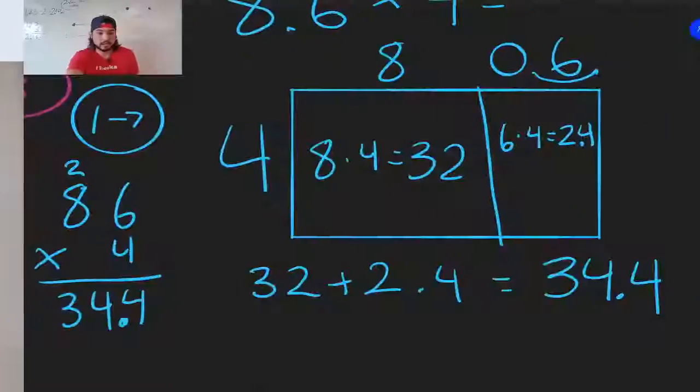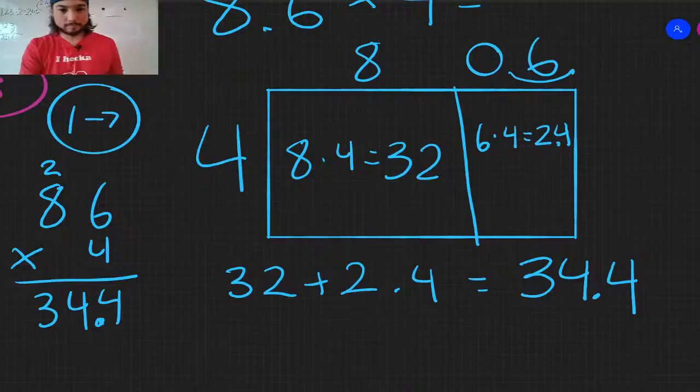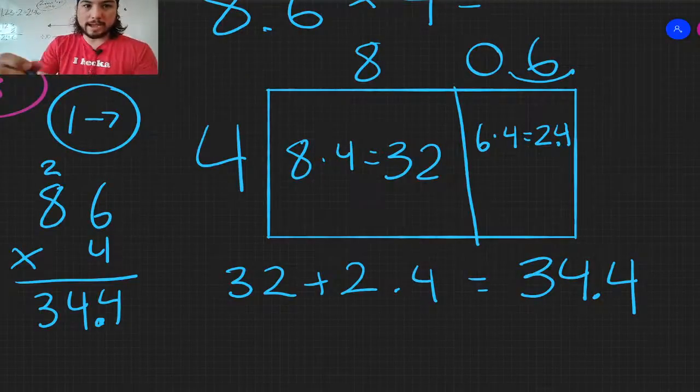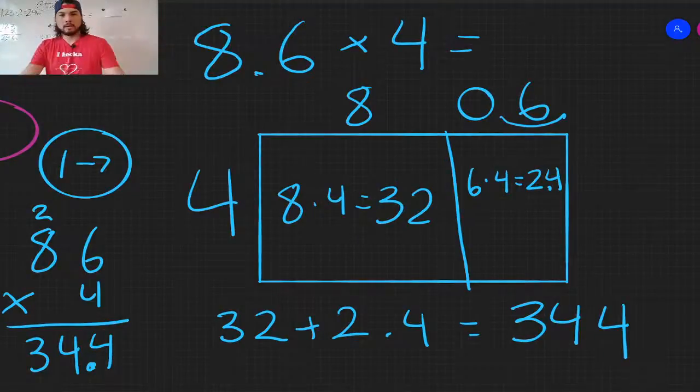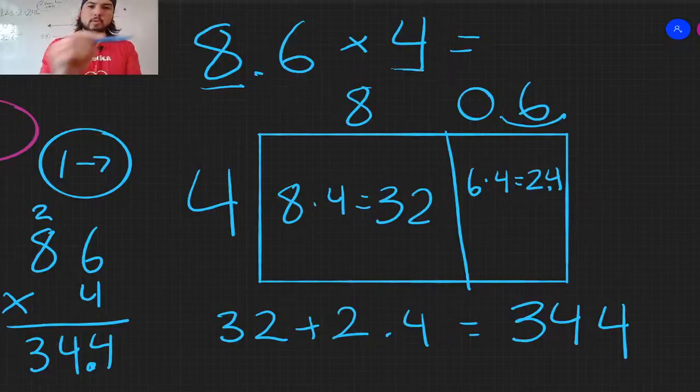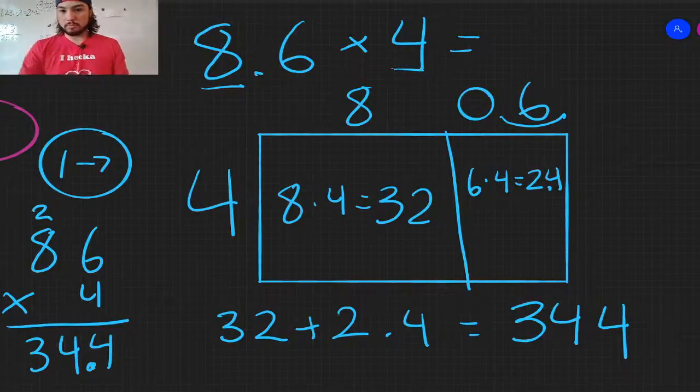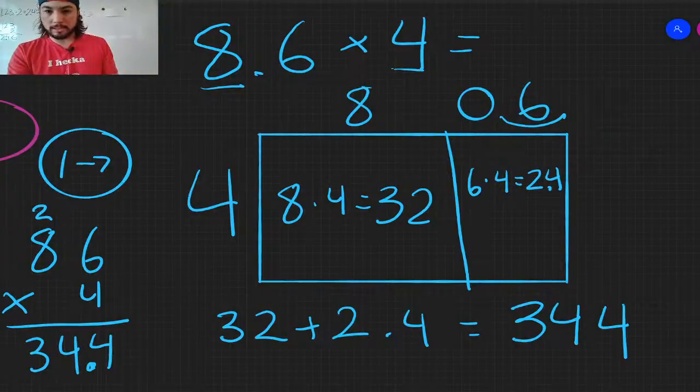Like on this one, even if I didn't know how many places I was supposed to put it back, because I used reasonableness and went, okay, I know my answer is supposed to be between 8 times 4, which is 32, and 9 times 4, which is 36. So where can I put the decimal point that makes that number? Well, I can put it right here because it's 34.4, right?